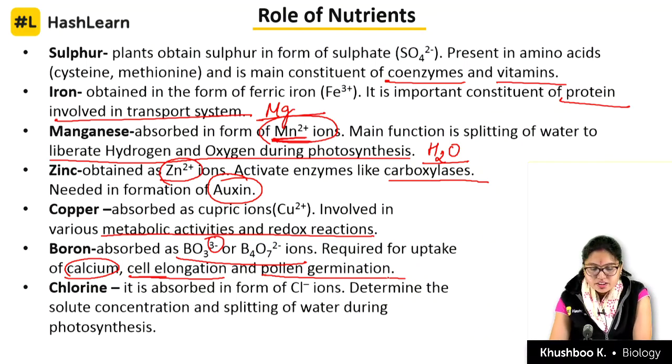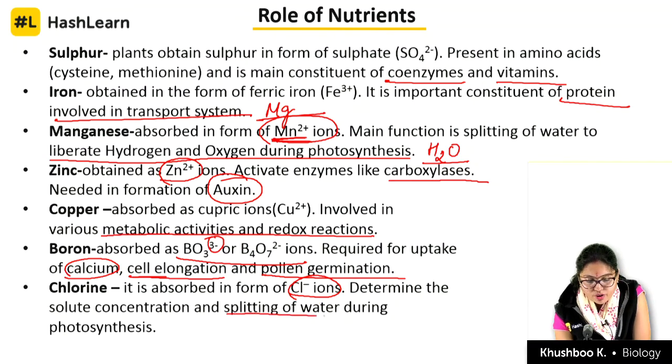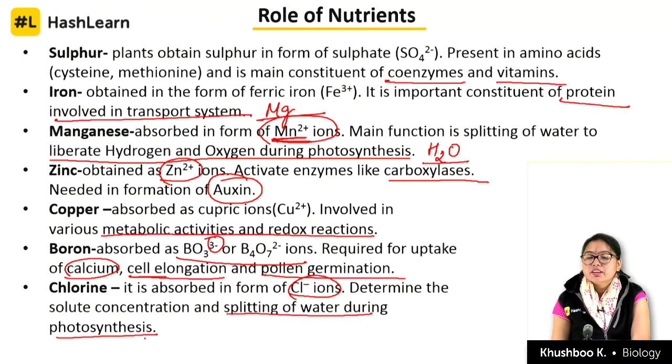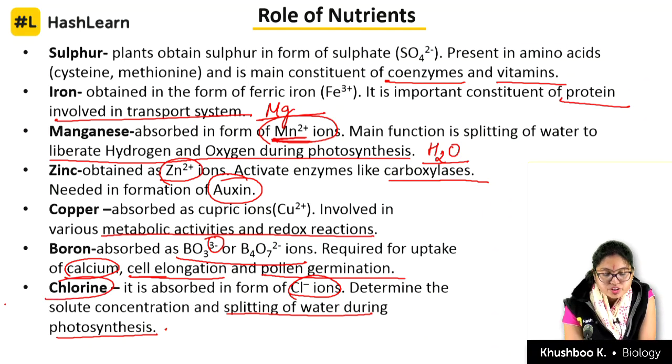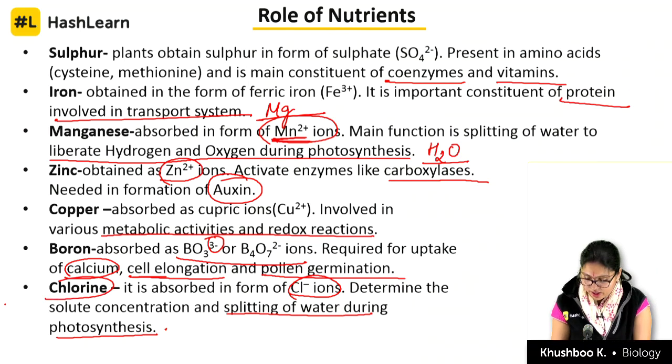Okay. Then last thing is chlorine. It is absorbed in the form of Cl- ions. In the form of chloride ions, and it determines the solute concentration and splitting of water during photosynthesis. Okay, and it is required in tobacco. It increases the water volume inside the cell and regulates carbohydrate metabolism as well. So this is the function of chlorine, that in tobacco plants it increases the water volume. So this is the overall role of all the nutrients.